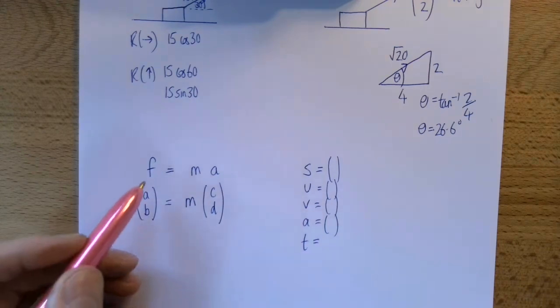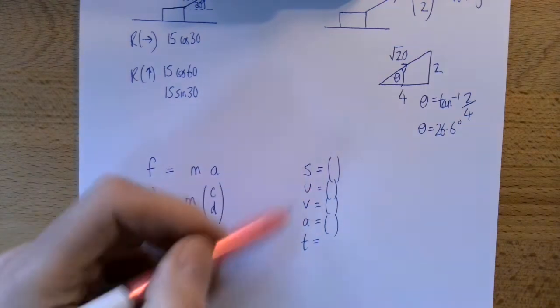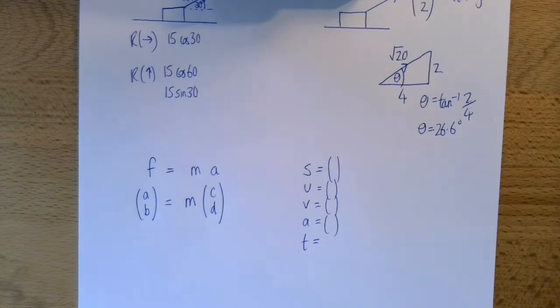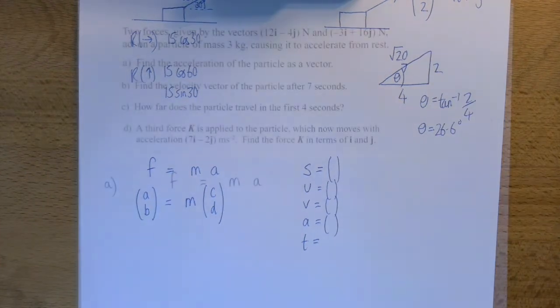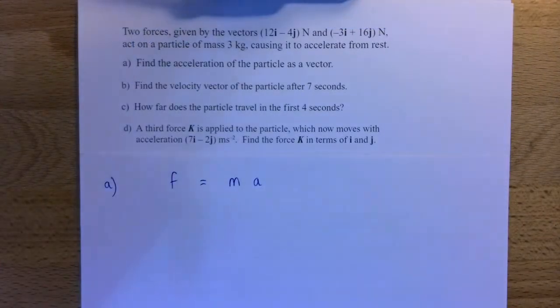So we can use F equals ma, and we can use SUVAT equations using vectors as an alternative to using magnitudes, and that's what we're going to look at in this short video. Okay, so let's have a look at a question, and then there's a couple from the book to try.